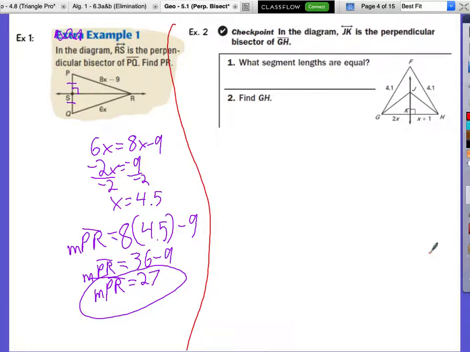Okay. Hey, so in the diagram, segment JK or line JK is the perpendicular bisector of segment GH. Okay, so line JK, just kidding, Josie Knust, is the perpendicular bisector of segment GH. So we can mark that as already perpendicular. And we can mark that.